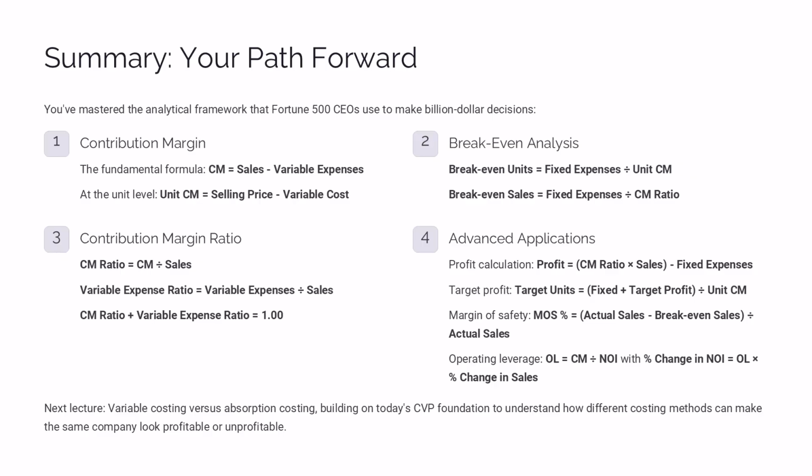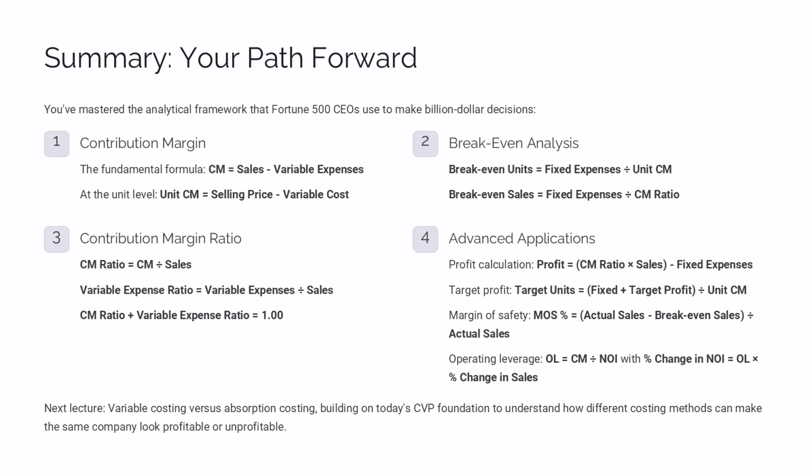at 10 times. You know how to calculate profit using profit equals CM ratio times sales minus fixed expenses, analyze complex multivariable decisions, and determine target profit requirements using target units equals (fixed plus target profit) divided by unit CM and target sales equals (fixed plus target profit) divided by CM ratio, transforming vague aspirations into concrete action plans.